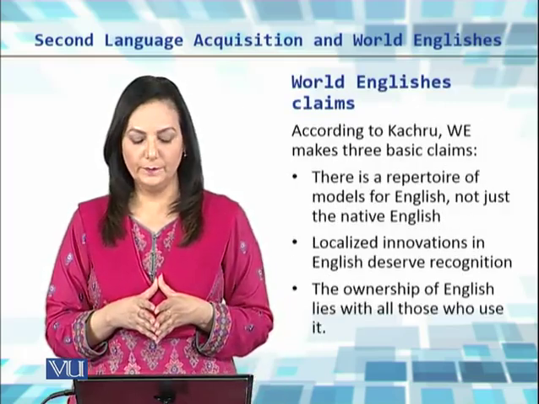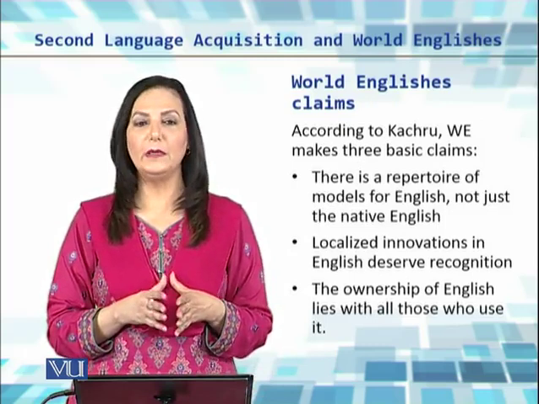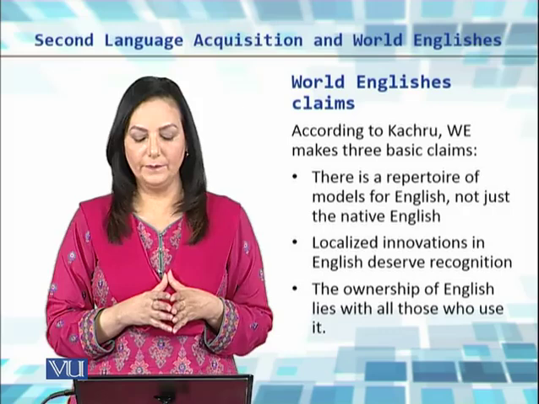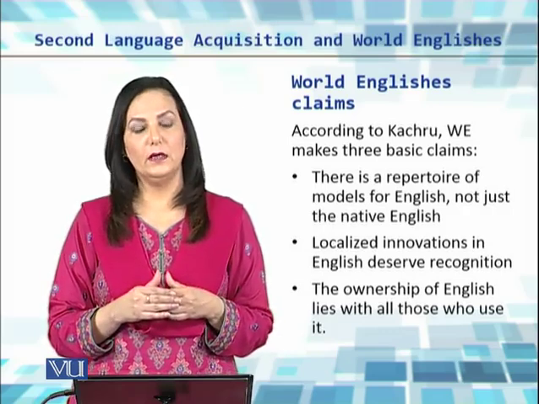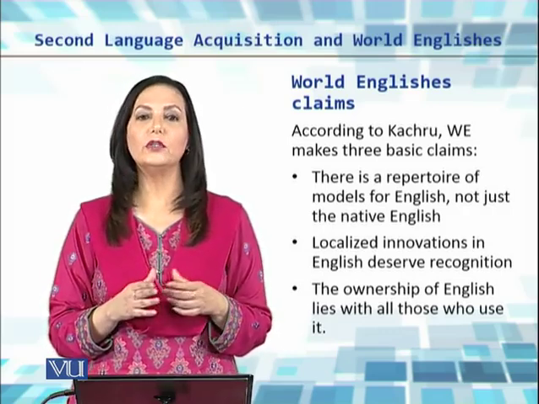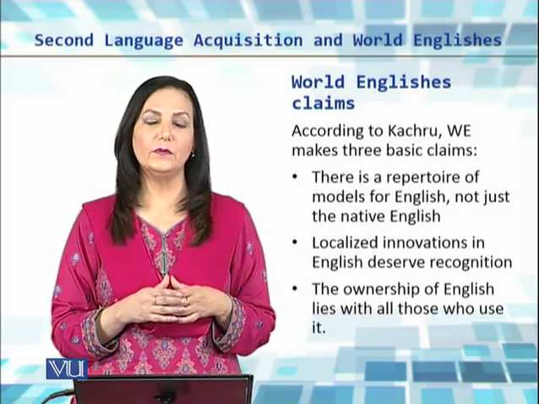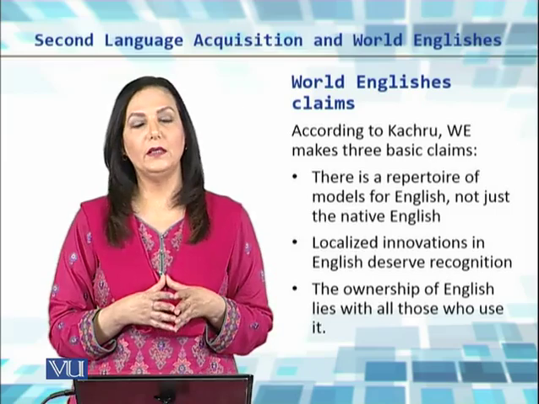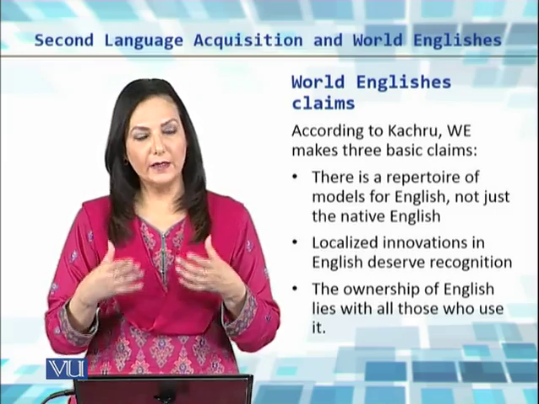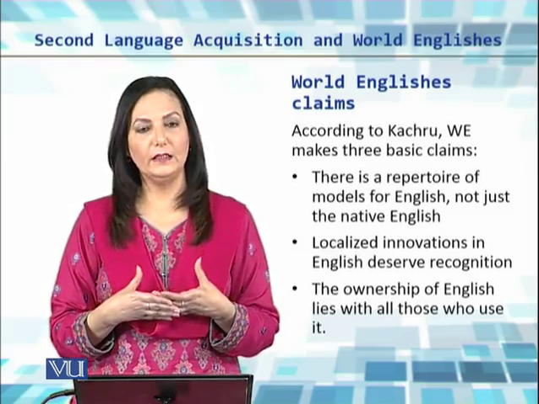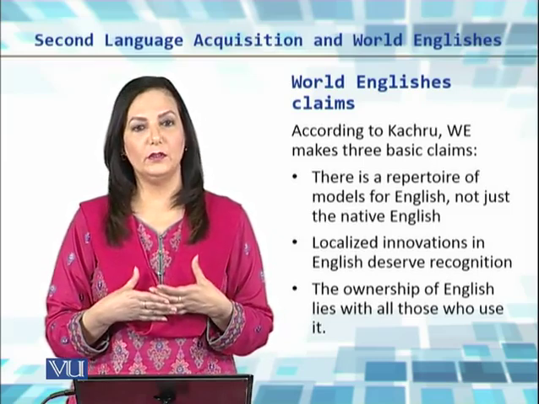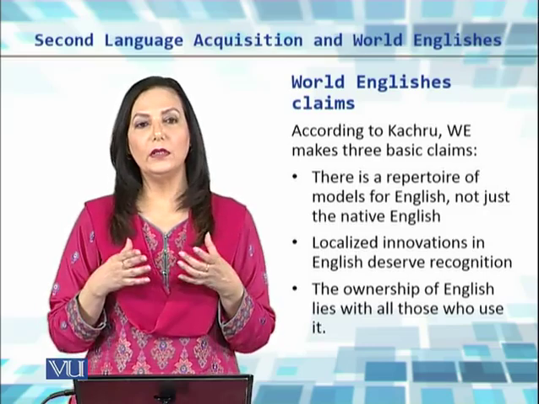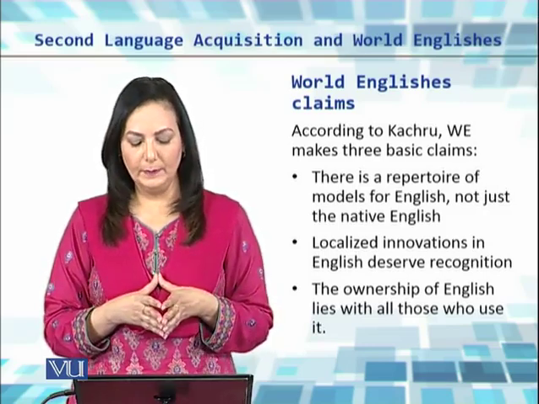According to Kachru, World Englishes makes three basic claims. The first claim it makes is that there's a repertoire of models for English, and not just the native English, which means that we have a number of models that we can aspire to attain when we are learning English, and not only the native models. The target can be any number of models, not only the native English model.